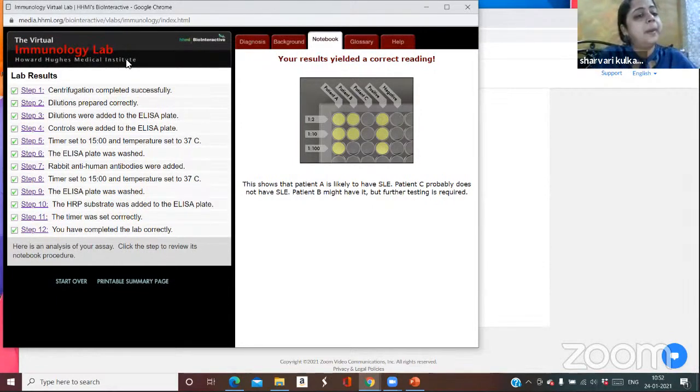Howard Hughes Medical Institute. So if you want to use this experiment, if you want to teach it to your students, you can go through HHMI BioInteractive. You can see here HHMI BioInteractive, and other experiments also you can find out if you are keen to find out or explore more experiments in biotechnology.